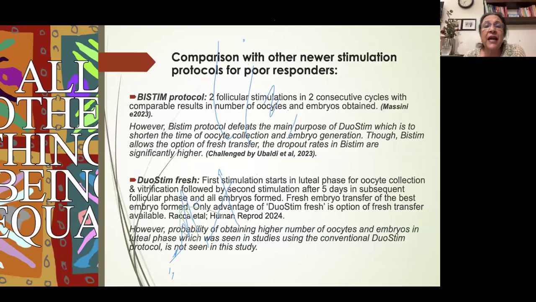However, 2 menstrual cycles are gone. And in the BiStim protocol, in the second cycle of the stimulation, one can also have the option of fresh transfer. But that fresh transfer option is also in the first stimulation. So the dropout rates in BiStim are significantly higher. And this study was challenged by Ubaldi et al. You must read the study. You must read the challenge, which is so genuine and so good. And here I'll tell you, they did another thing.